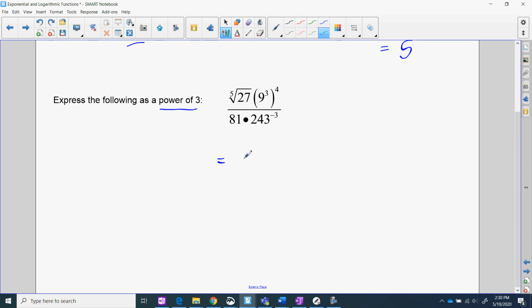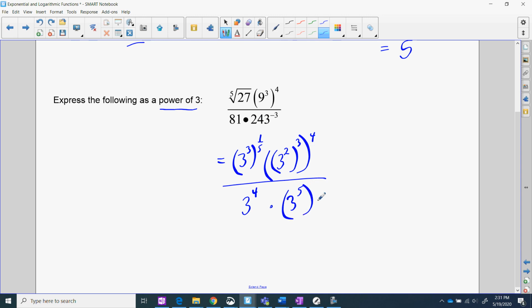27 is 3 cubed. 5th root means 1/5. 9, 3 squared, so there's 9, cubed, and then to the 4th. 81, 3 to the exponent 4. Well, if you took 81 and multiplied by 3 again, that would give you 243, so that must mean that 3 to the 4 is 81. You must need one more power of 3. So 3 to the 5, there's 243 to the exponent negative 3.